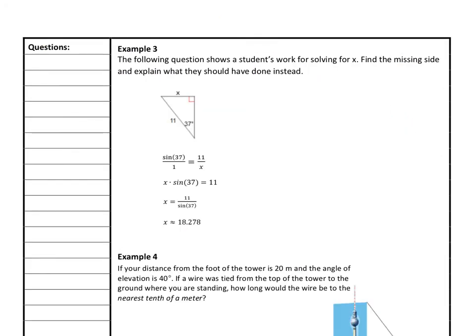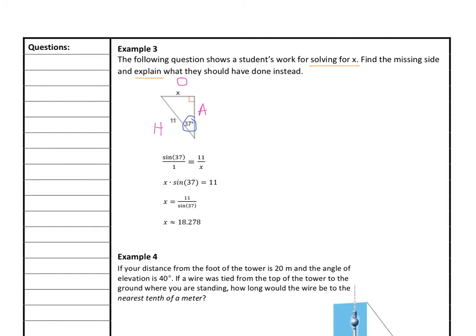So example 3 here, it says the following question shows a student's work for solving for x. So that was their goal, to find x. Find the missing side and explain what they should have done instead. So meaning that they probably made a mistake along the way here. So it wants us to find the missing side. We're going to pretend like this work is not even here. So the first thing we would do is circle our angle. From that angle's perspective, we're going to put our labels on. Opposite of the 37 is going to be my x. Opposite of the right angle is our hypotenuse. And then the leftover side here is our adjacent.